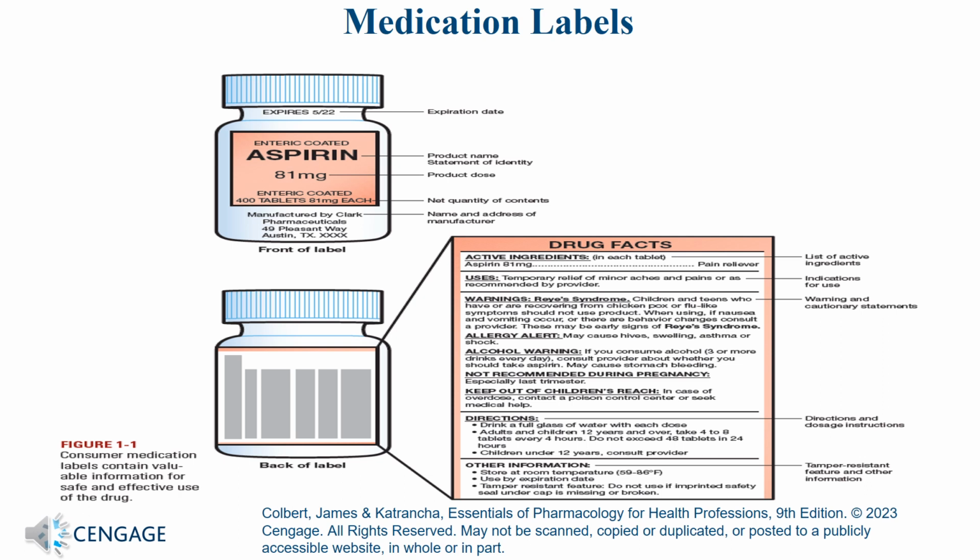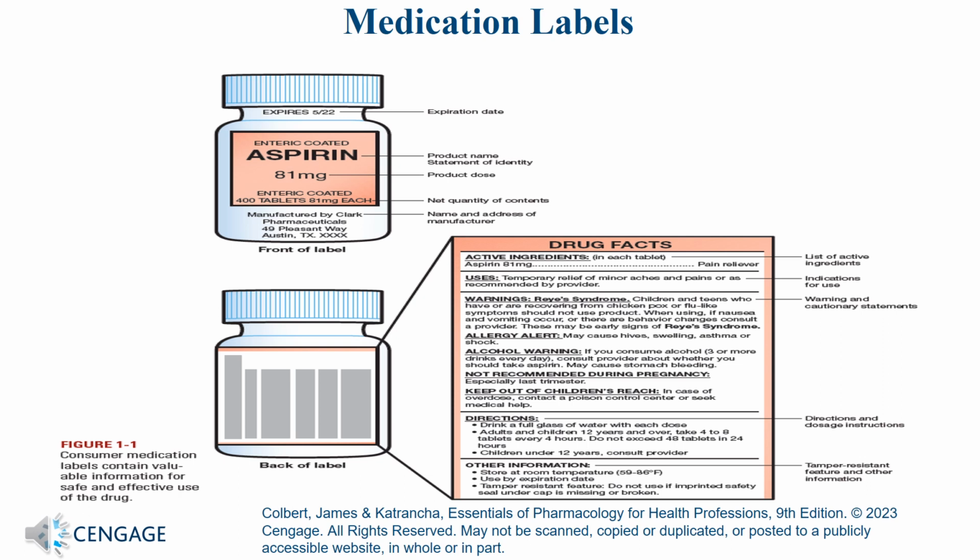Okay. We are now looking at a medication label for aspirin 81 milligrams. It is manufactured by Clark Pharmaceuticals. It gives you the address. So this tells you when it expires, the product name, the product dose, and the quantity of the contents. So it has 400 tablets.